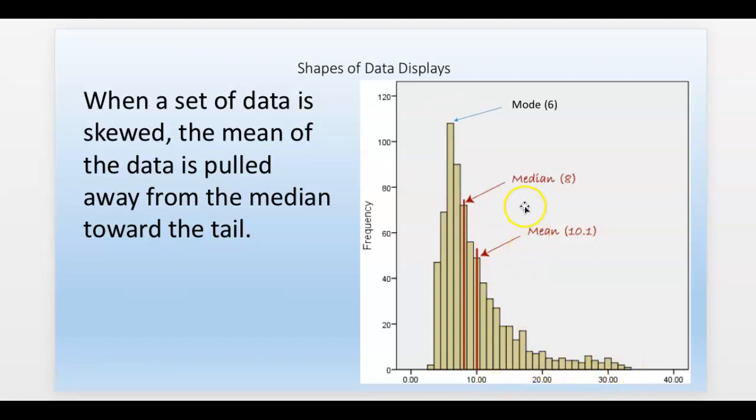Remember, the median is just the value in the middle of the data when we list them all in order. There are just as many points along this tail as there are in the cluster grouping that makes it real high right here. But the mean is different. Remember the mean, we actually add up each of these values and divide by how many there are. So the mean is pulled higher toward the tail, away from the median.